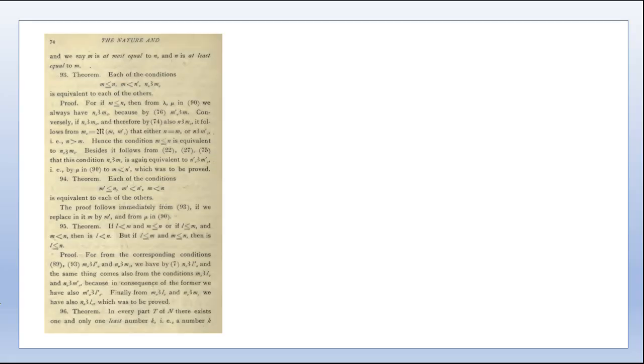Right, so theorem 93. Each of the conditions, m is less than or equal to n, m is less than n primed, or the chain of n is part of the chain of m. Maybe I should use Dedekind's terminology. I'll probably forget to do this, but m is at most equal to n. So each of these conditions is equivalent to each of the others. For if m is at most equal to n, then from lambda and mu in 90, we always have this.